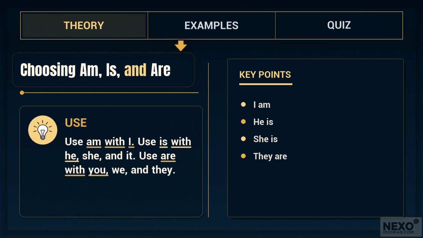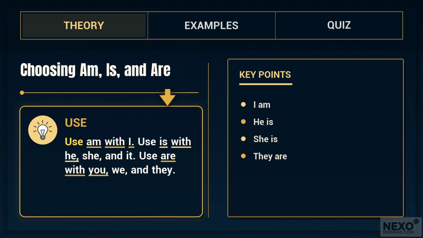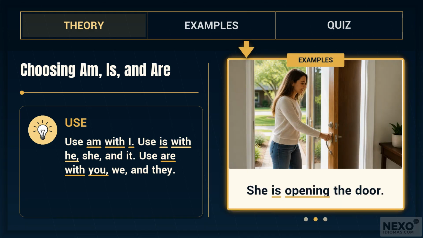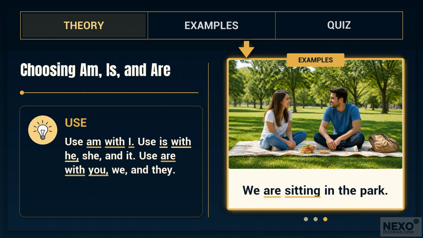Choosing am, is, and are. Use am with I. Use is with he, she, and it. Use are with you, we, and they. Example. I am drinking water. Example. She is opening the door. Example. We are sitting in the park.